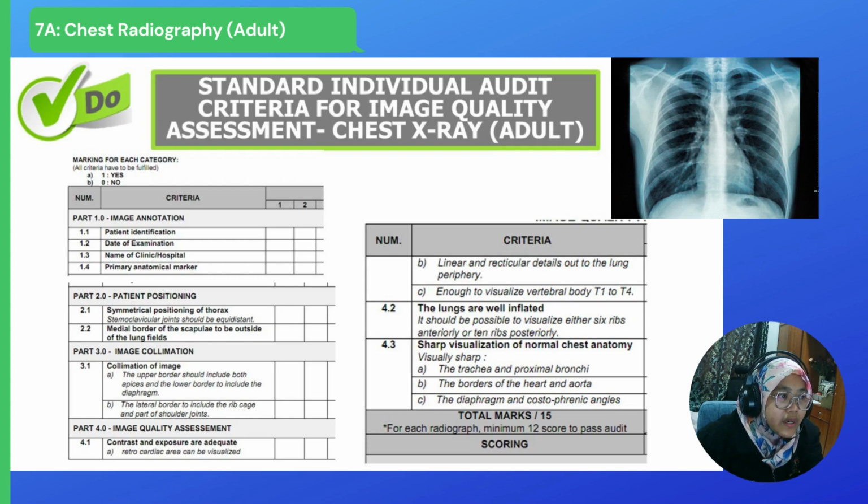For the first audit, involve chest X-ray adult. The second part will be the patient positioning. They will look at the symmetrical positioning of thorax, the medial border of the scapula to be outside of the lung fields. These two criteria need to be fulfilled. And the third part is image collimation, and the fourth part is the image quality assessment. So the total marks will be 15, but to pass, they need to achieve at least 12 scores.